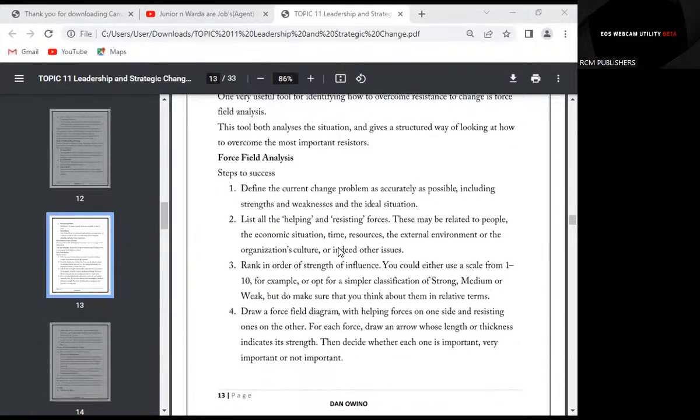The most important thing is that you understand and can explain the force field analysis, whereby we have what you call the driving forces, the forces for, on one side, and on the other side we have the restraining forces. Then in between, you separate the two, the driving forces, the forces for, and the restraining forces, the forces against. And all of them are driving towards what? Implementing a change. Like when you want to introduce a new information system, we have the drivers for the change.